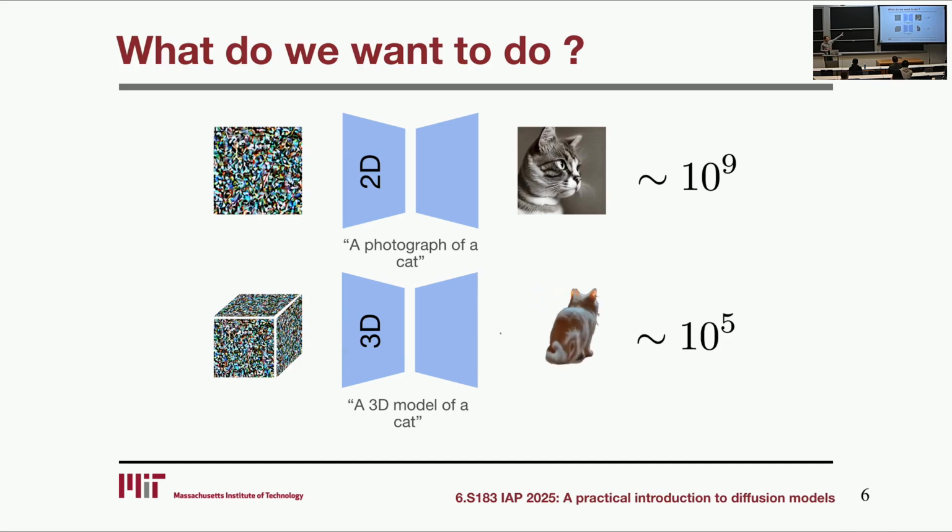And so while you're increasing the complexity of the task, you want to generate more complicated objects than just images, you have much less data available to you. So we probably need to consider some other methods than just naively scaling all to three dimensions. And this is really what score distillation is about.